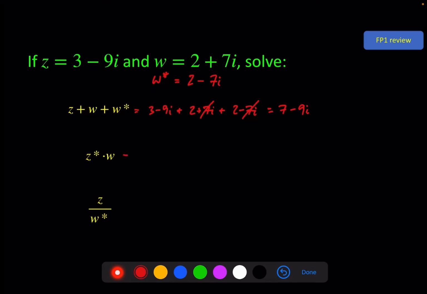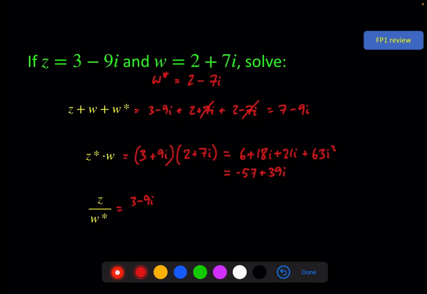Similarly, for the complex conjugate of Z, we replace the minus 9i with a plus 9i. And then we're multiplying this by W. Expand the brackets in the usual way. We get a 6, then we have 18i and 21i, and then we have 63i squared, which becomes a minus 1, so that becomes minus 63, which gives us minus 57 plus 39i.